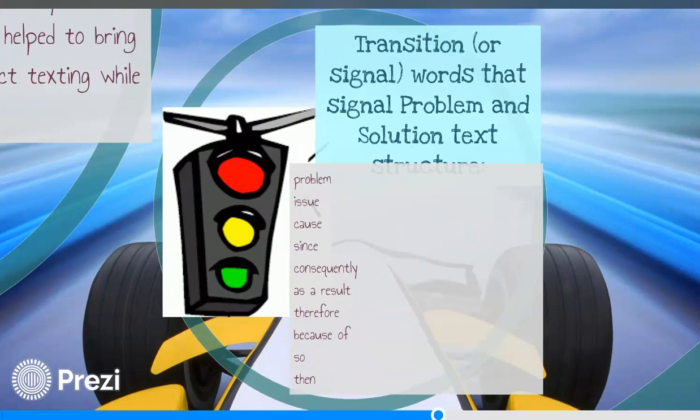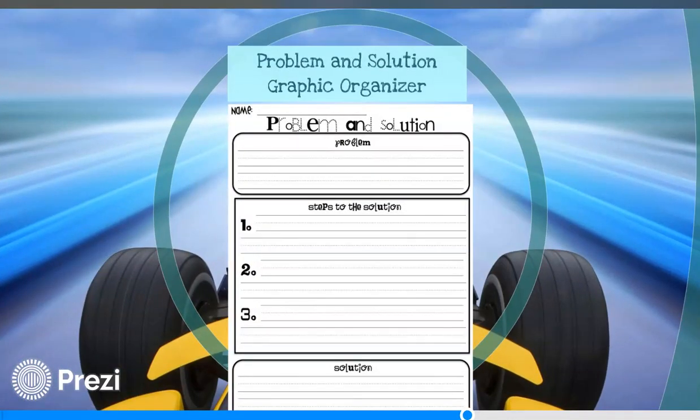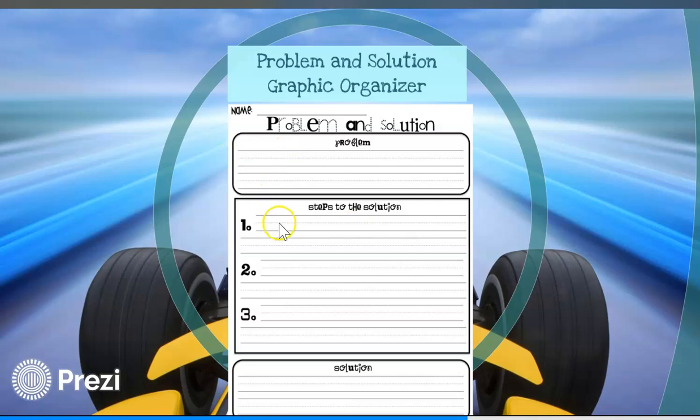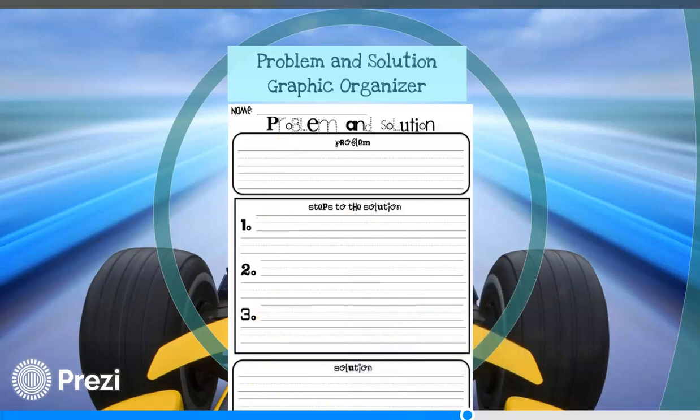Did you see any of these words? Well, you might see these words used by authors who are describing a problem and its solution. This graphic organizer can be used by an author where they want to explain the problem and the steps to solving that problem, as well as then describing the solution to that problem.